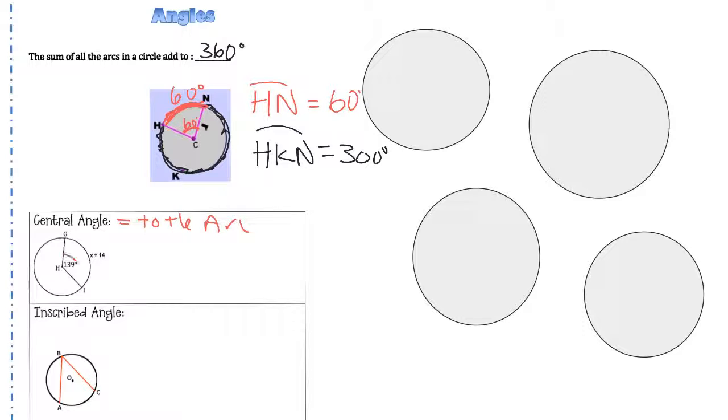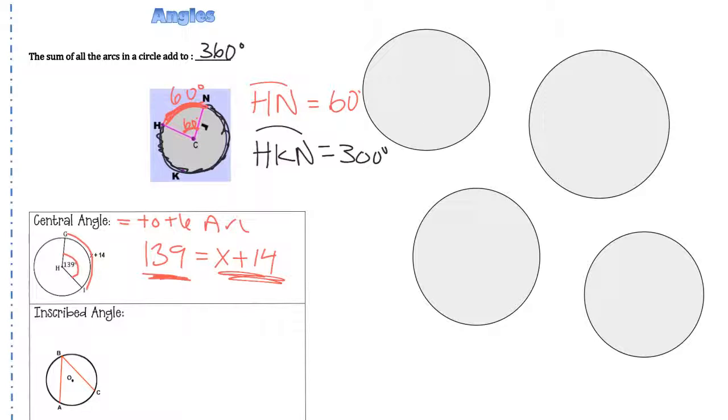So if I look at this example, I have a central angle that's 139, and the arc it hits is x plus 14. So to set up my equation to solve for x, I could just set these equal to each other, because the central angle is equal to the arc. Now, inscribed angles are a little more challenging, so I set up a few diagrams over here to the right to kind of help us out.